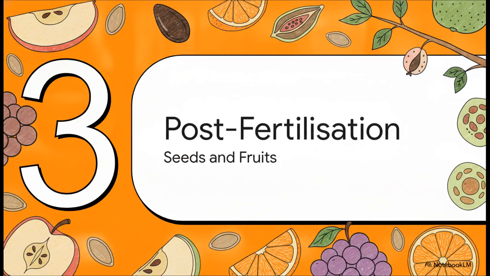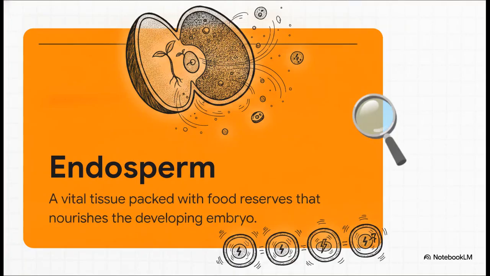And that brings us to our final act, Section 3, post-fertilization, focusing on seeds and fruits. Now we're going to explore the legacy of fertilization and how these microscopic events create the tangible parts of nature we actually interact with. Remember that triploid nucleus formed during triple fusion? Well, it develops into the endosperm.